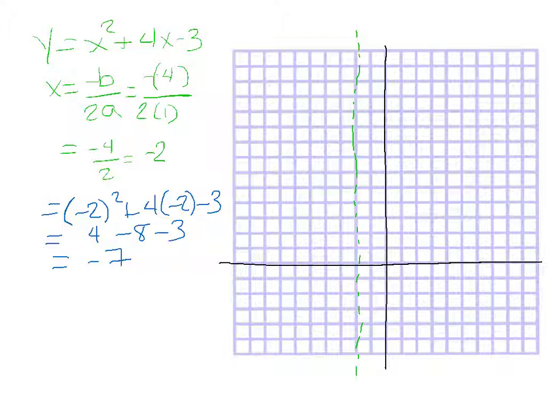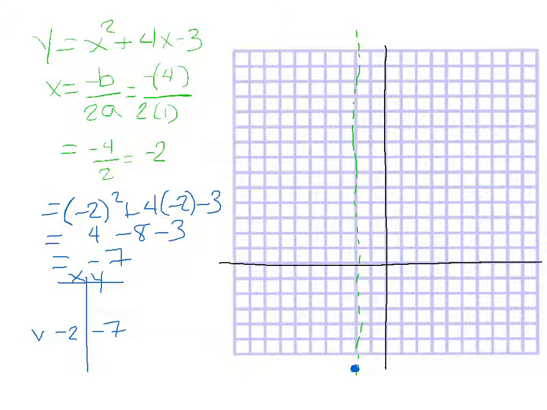So 1, 2, 3, 4, 5, 6. Not quite enough room, but we'll make it work. So there's negative 7. There's my vertex. Now another thing that I like to suggest is making a table. In that table, you can just keep track of the points you've gotten. So far, we plugged in negative 2, and we got negative 7. So that's my vertex. You can even put a V out there just to say, this is where I'm centered at.